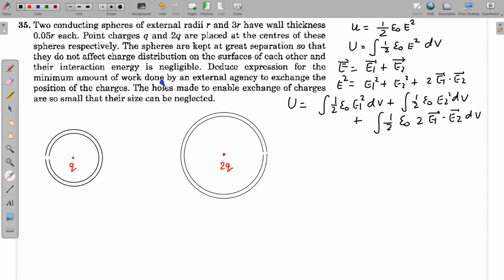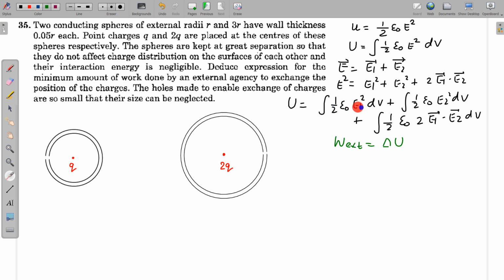And why I am talking in terms of energy, because we have to find the work done by the external agency, and this work done can be calculated using work done by external agent equals delta U. Either we can find the initial and final energy and subtract them, U final minus U initial, or sometimes we don't calculate the absolute U initial and U final, we somehow calculate the change in potential energy, and that change will give us the work done by the external agent. So we can go both ways. Let us see how we go in this particular problem.